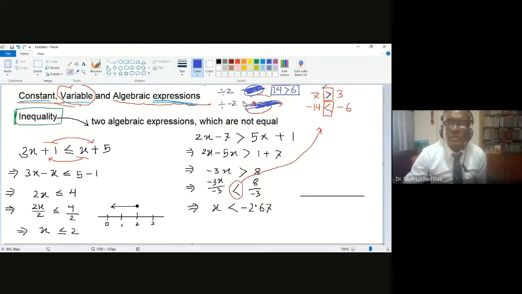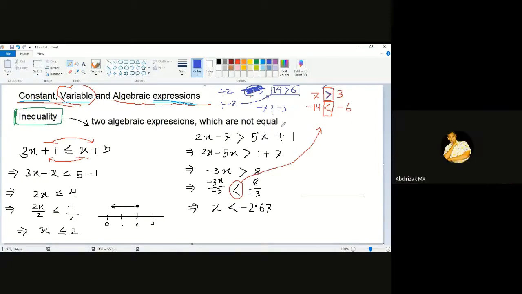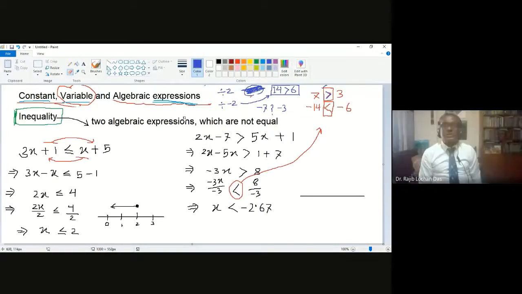So which one is bigger, which one is smaller? Think, then you will find the answer. You got my point, what I am saying? Say you have 14 greater than 6, and now I am doing division by -2, then I will write -7 on the left side, -3 on the right side. Then what should I write here? Is it greater than or less than? Smaller than. So it changes.